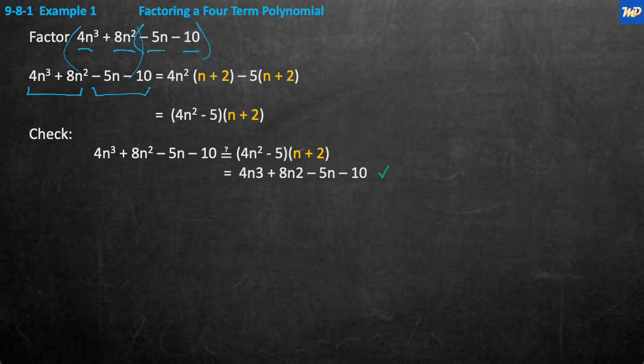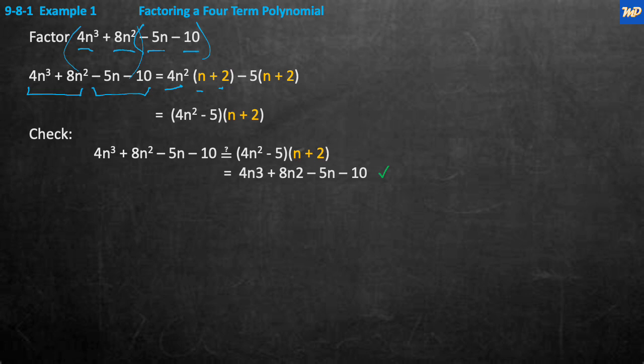When we do that, we look at the first pair, the 4n cubed and the 8n squared, and what's common. The highest power of n in common is n squared, and we can pull a 4 out of both terms. So we pull out a 4n squared, and we're left with an n and a plus 2. Because 4n squared times n gives 4n cubed, and 4n squared times 2 gives 8n squared.